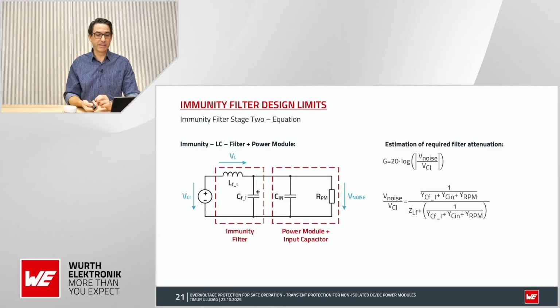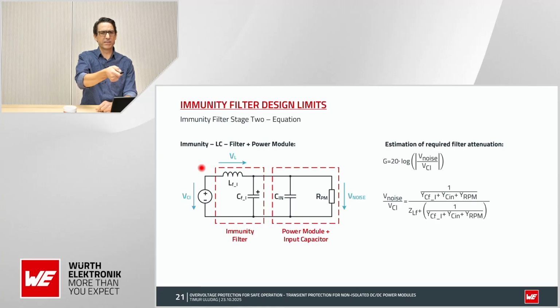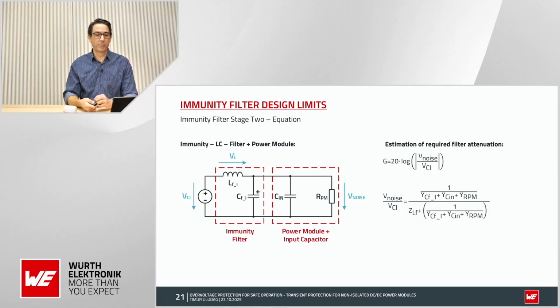To calculate the values of the needed components, we now take the shown simplified circuit diagram. Here the TVS diode is represented by a simple voltage source. The power module circuit is represented by the input capacitor, Cin, because every power module needs an input capacitor, and the input resistance of the power module.